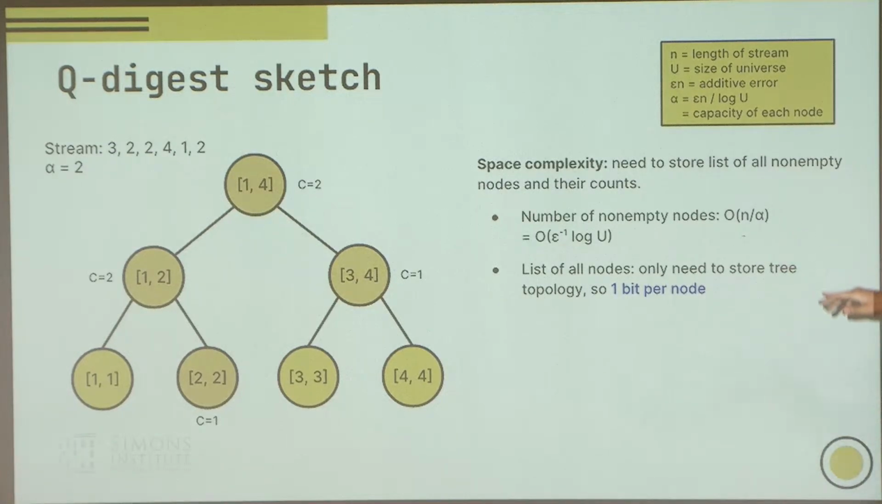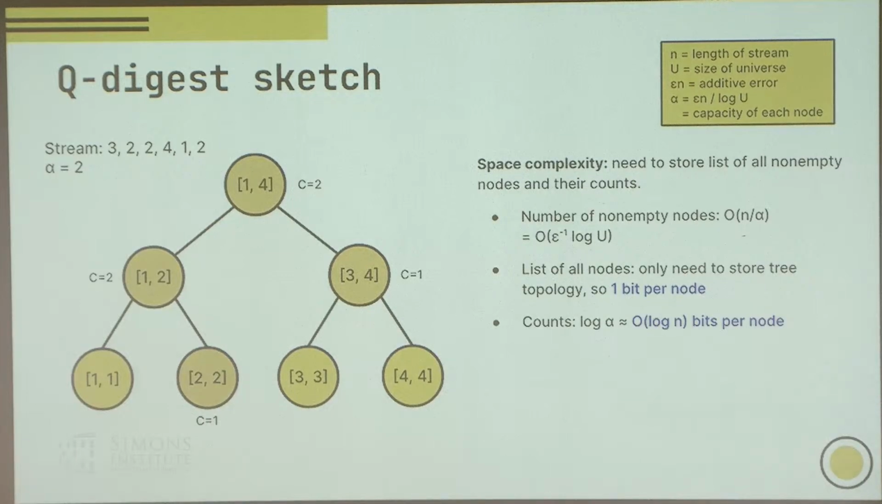The nodes that are non-empty form this tree going down. They're all connected to the root vertex. And so you only need to store the topology of the tree, just the shape of the tree. Like for each node, does it have a left neighbor? Does it have a right neighbor? And so on. Just to store the shape of a tree, it only takes 1 bit per node of the tree instead of log u bits per node of the tree.